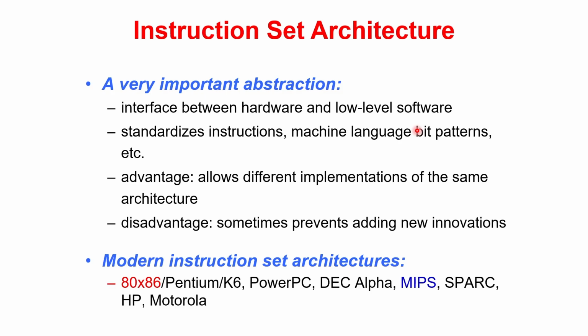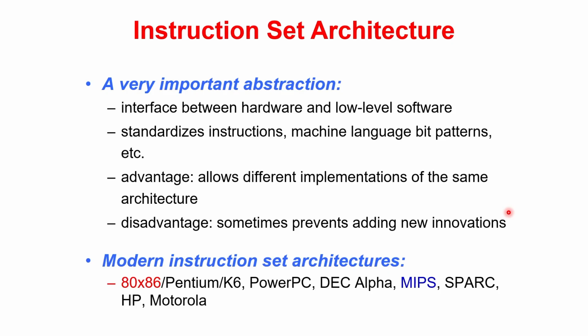For example, different processor models from different manufacturers can all run the same software as long as they implement the same instruction set. The disadvantage is that sometimes it prevents adding new innovations. Once an instruction set is established, changing it can break compatibility with the existing software.